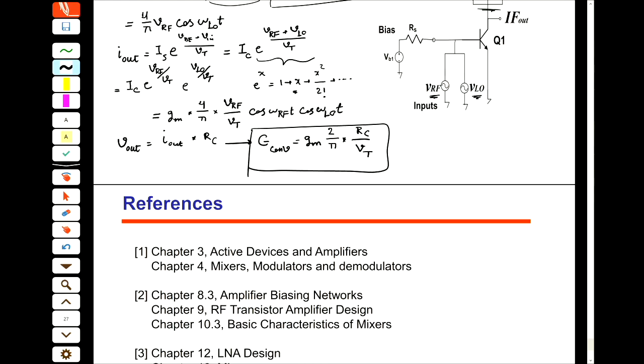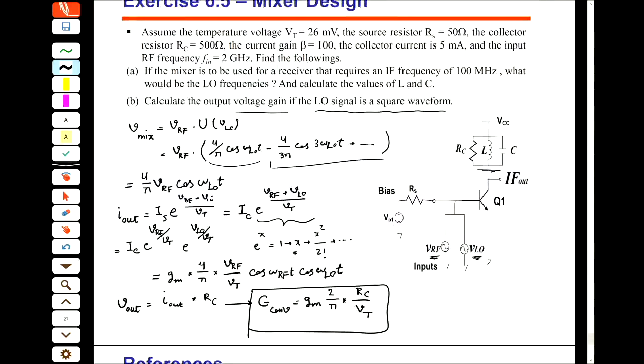And then we have the numbers, you can just replace and then find the values. We have the value for the RC, we have the VT, we have the IC, we can find the GM and done.